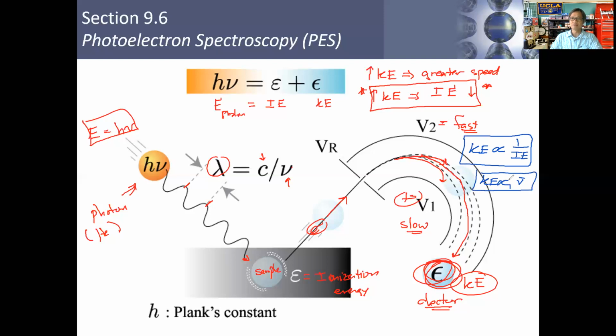Okay, so as the velocity increases, kinetic energy increases. As velocity decreases, the kinetic energy decreases. So this is what we can take advantage of in order to understand photoelectron spectroscopy. Because when we look at the spectrums in just a moment, we are actually looking at the ionization energy as compared to the number of electrons that have that particular ionization energy. And this is how we determine the ionization energy of these photons themselves.